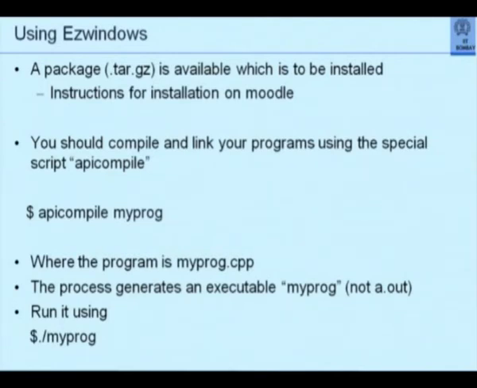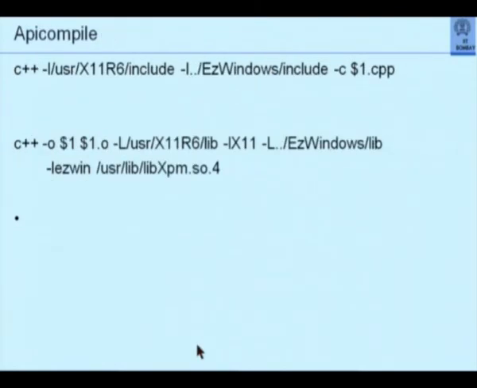So you should compile and link your programs using a special script, ezcompile. Instead of saying C++, you should say ezcompile myprog, not myprog.cpp. I will tell you the reason in a moment. The program is myprog.cpp and it will create an executable called myprog. You can simply run it by ./myprog. This is the reason why you should not give .cpp.